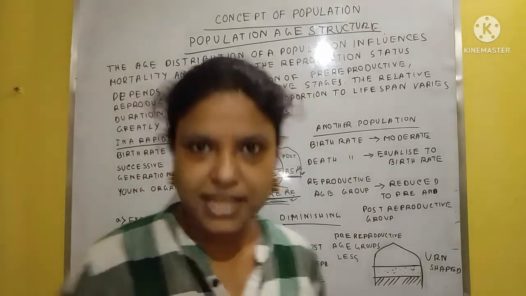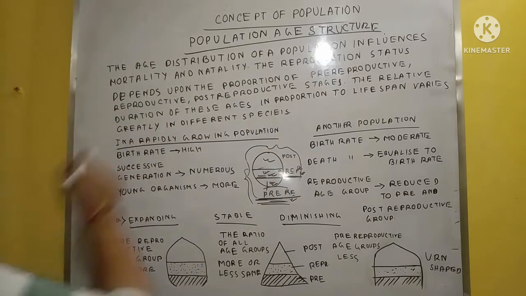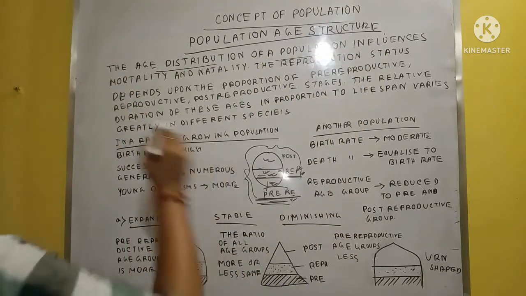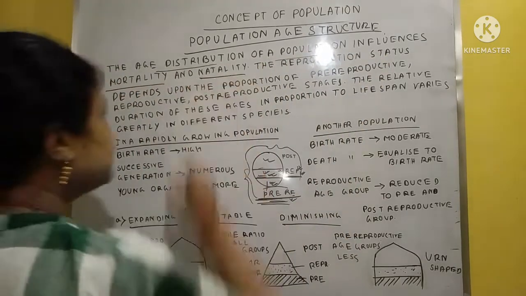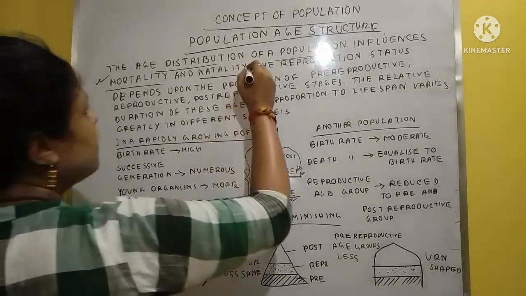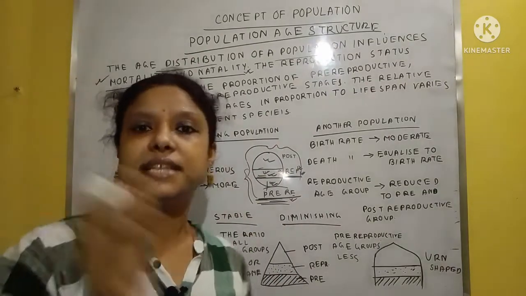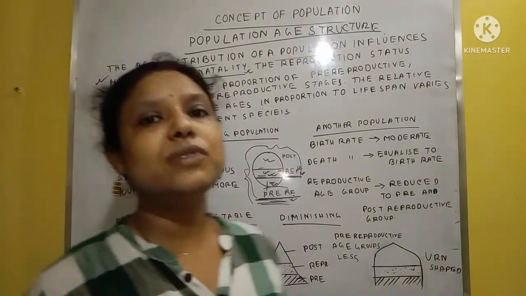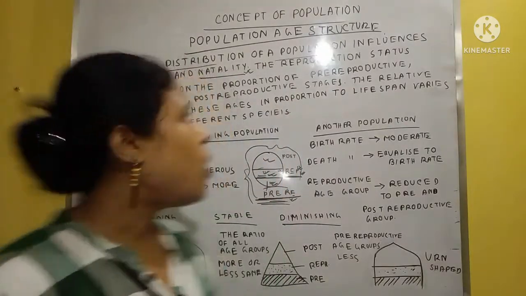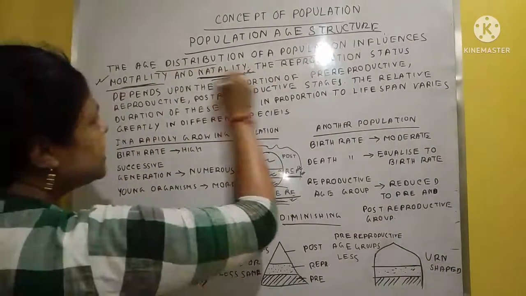So what the population age structure is saying is that the age distribution of a population influences the mortality and the natality. Mortality means the death rate and natality means the birth rate. They are simultaneously related. When the mortality rate is high, the number of individuals in a particular species will gradually decrease.